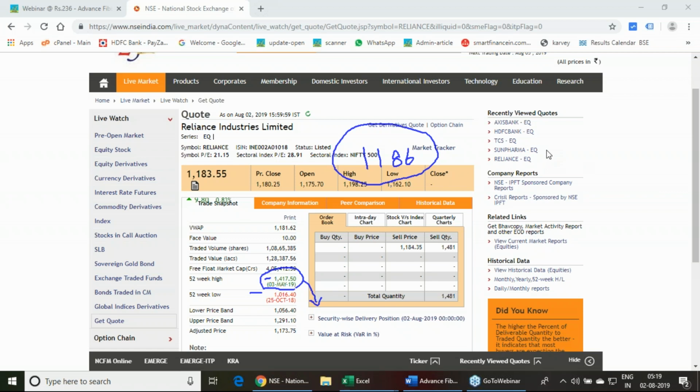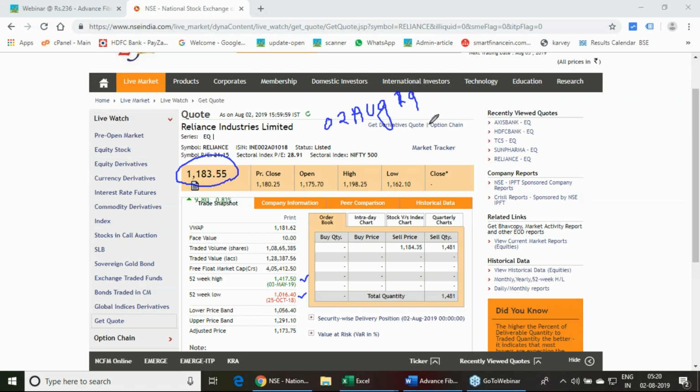So from the high we are correcting now, and we are currently at 1183.55. The low was old data and happened in October 2018, and the high happened on 3rd May 2019, and we are on 2nd August 2019. So this says that after attaining the highest point of 1417, the stock is correcting now.